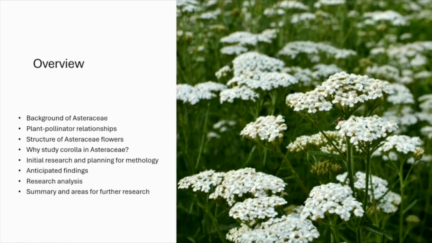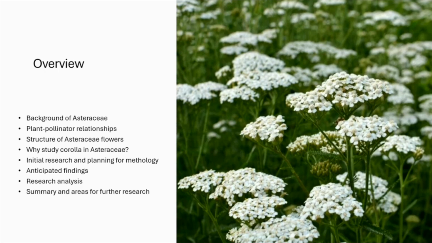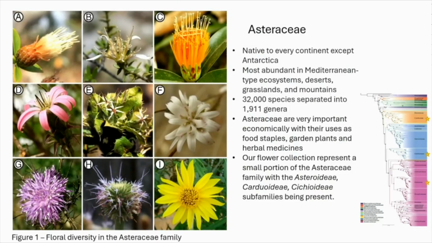So I'm going to be talking to you basically a bit about Asteraceae, what they are, the daisy family. Do you know that? Oh, they're Asteraceae. So you've got thistles, sunflowers, stuff like that. So we're talking about the plant-pollinator interactions, the structure of Asteraceae, what a floret is, what a corolla is, because I don't know if you'll know that already, why we want to study this at all, and what we actually found out. Okay? So, you can see examples of Asteraceae there.